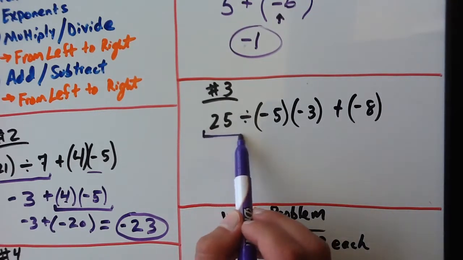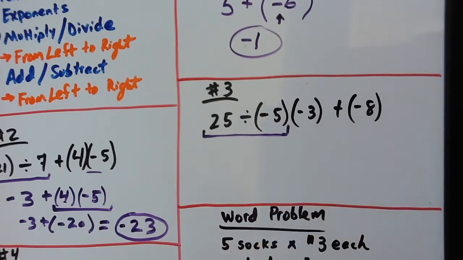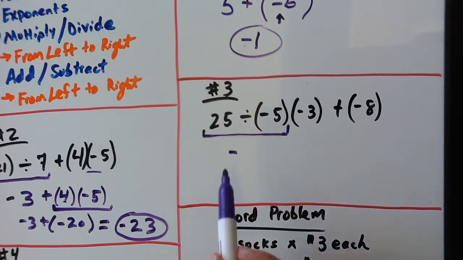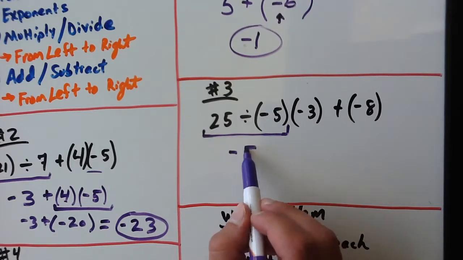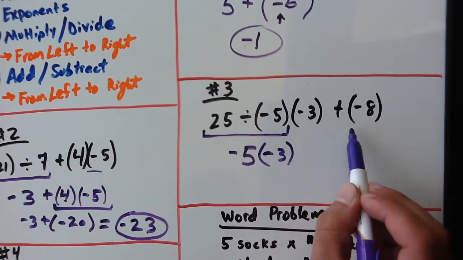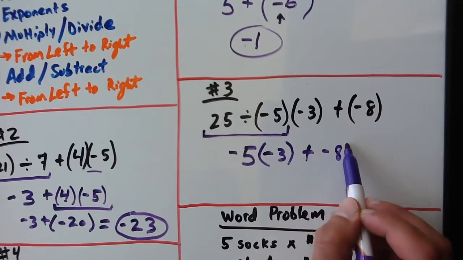So start on the left side. I have to do this first. I have to do 25 divided by negative 5. Signs are different, so my quotient's going to be negative. 25 divided by 5 is 5. I still need to multiply by negative 3 and then add negative 8.